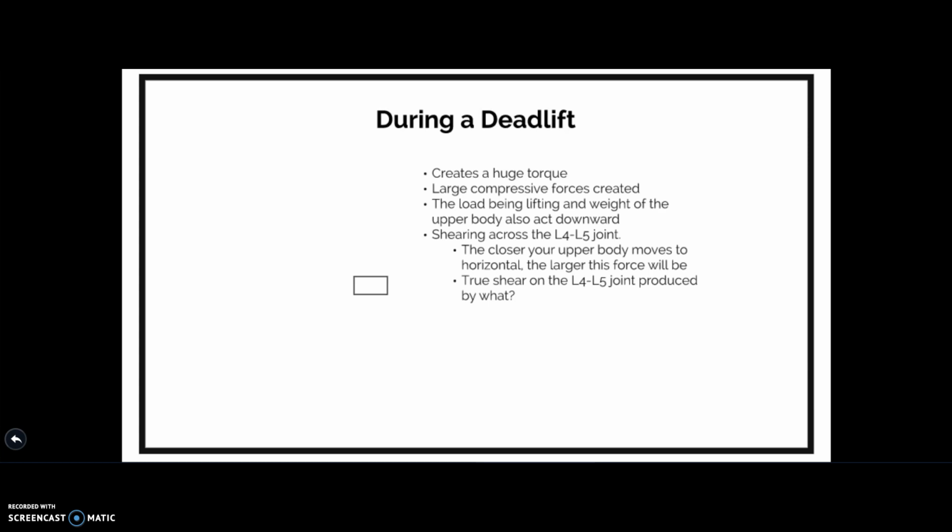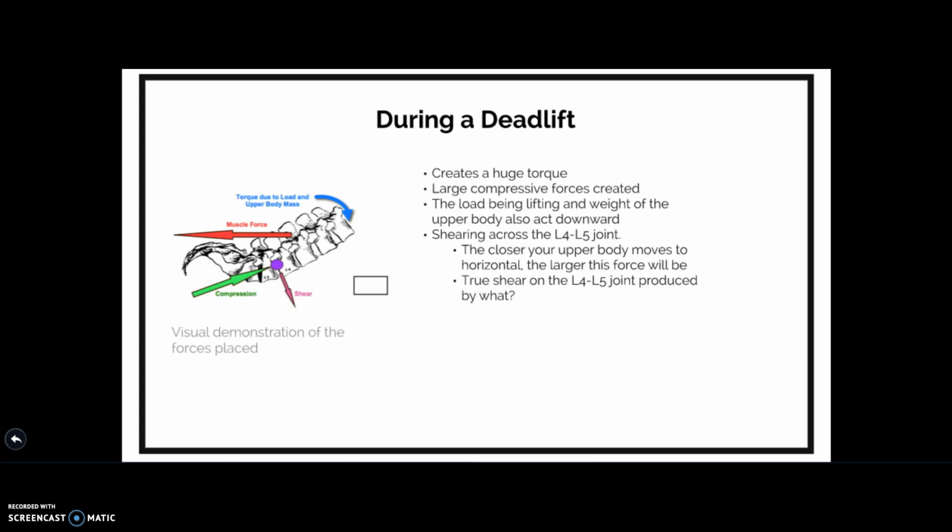The force required to lift the bar off the ground must be bigger than the weight of the bar and upper body. A component of this force acts as shear across the L4-L5 joint, which can be particularly problematic.